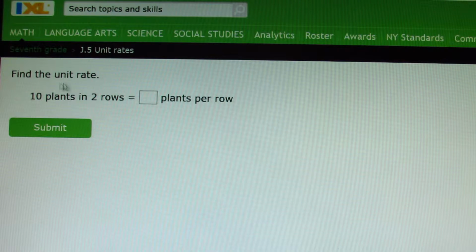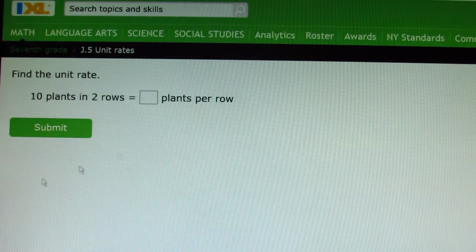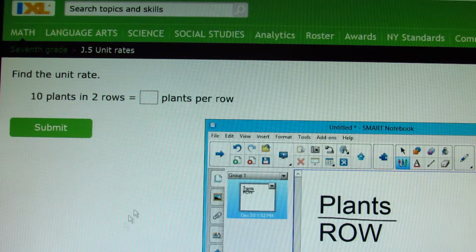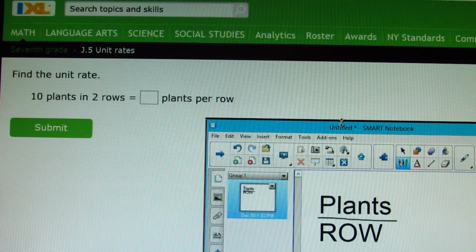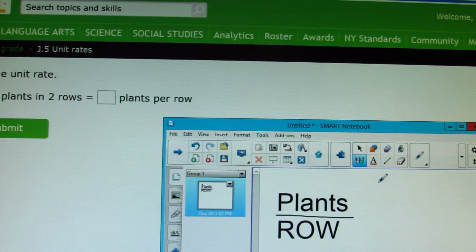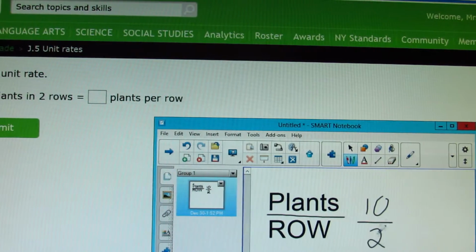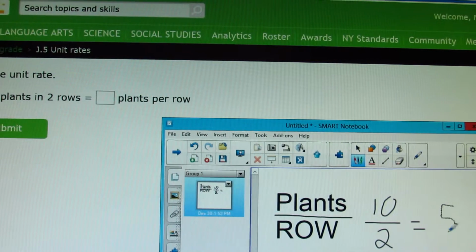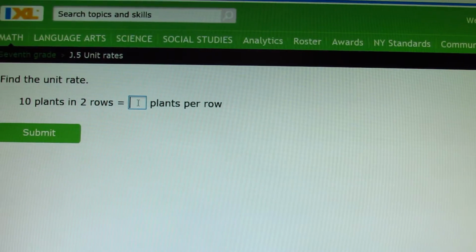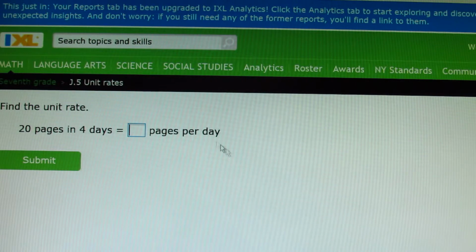It says find the unit rate. 10 plants in 2 rows equals blank plants per row. The wording here is really key. Plants per row. The word per means divide, so I am going to divide 10 divided by 2 plants per row, and I'm going to get 5. And that is going to be the correct answer for this IXL. So again, lots of dividing.